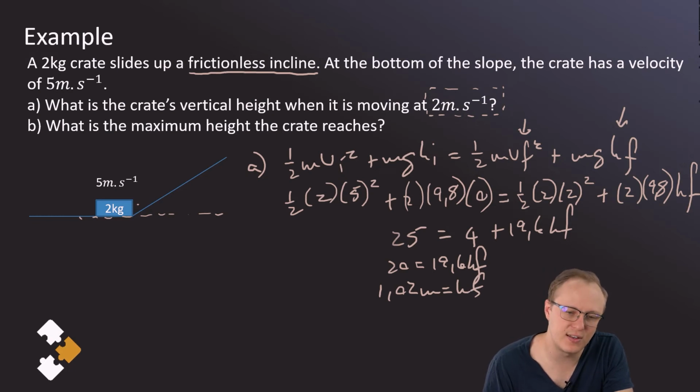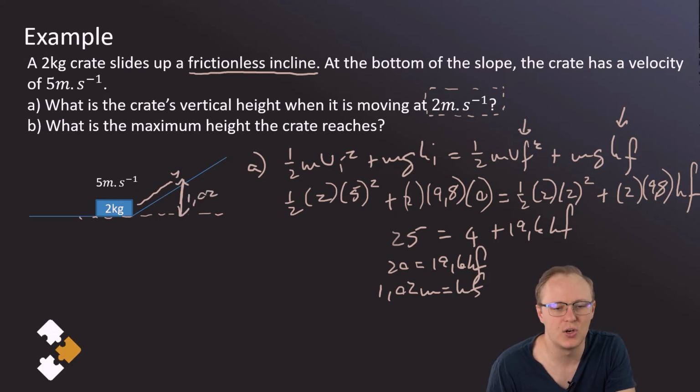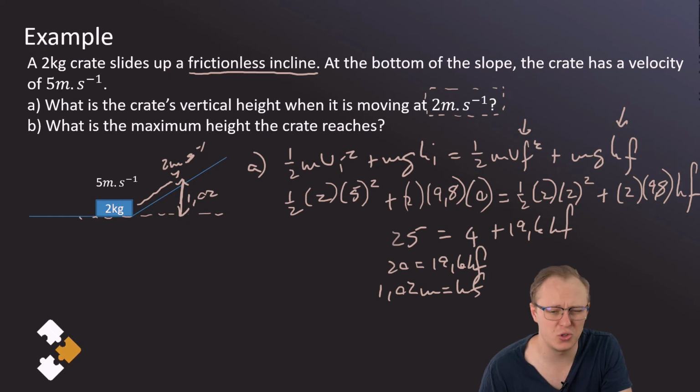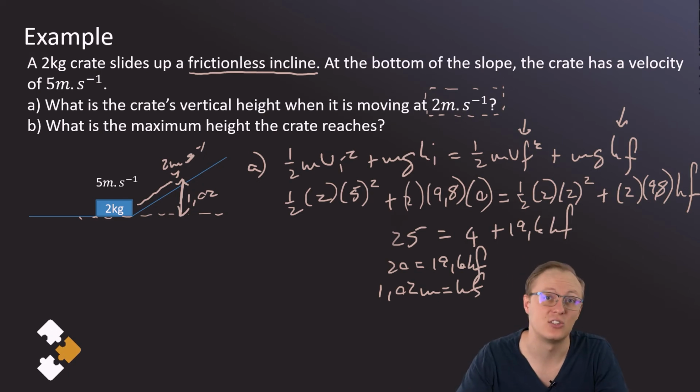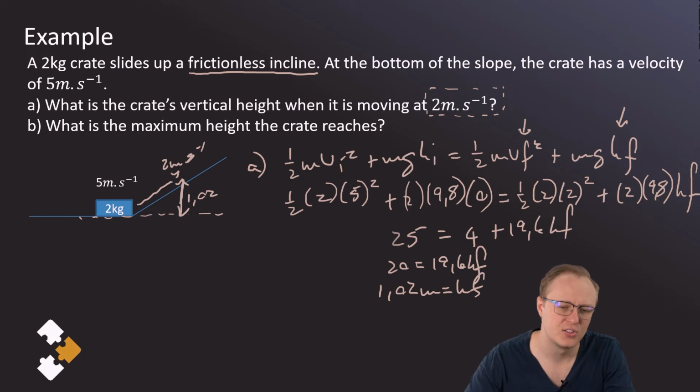Okay, so what does that mean? That means as this thing's going up the slope, at the point where its vertical height is 1.02 meters, at that point this object will be traveling at 2 meters per second, right? And I'm sure we all know from our experience living on Earth that as things go up a slope, they tend to slow down if the only force acting on them is gravity. So then we need to find out, what is the maximum height that the crate reaches?